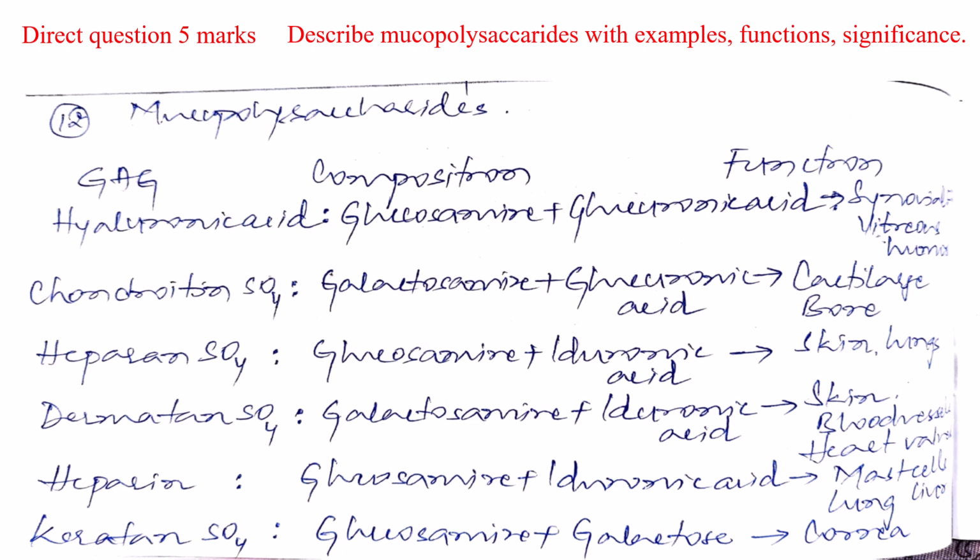Next is heparin and dermatan sulfate. You can remember together because both of them have iduronic acid and again the amino sugar differs. Heparin has got glucosamine and iduronic acid, mainly present in mast cells, lung and liver, whereas dermatan has got galactosamine and iduronic acid, present in blood vessels, heart valves and also in skin. Keratan sulfate does not have uronic acid. It has got glucosamine and galactose. It contributes to corneal transparency.